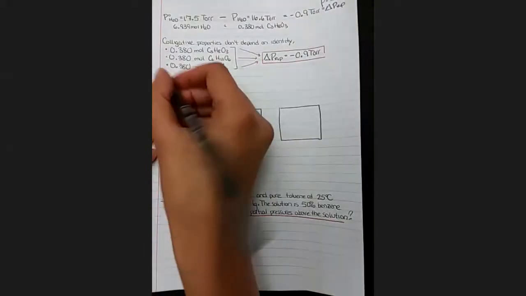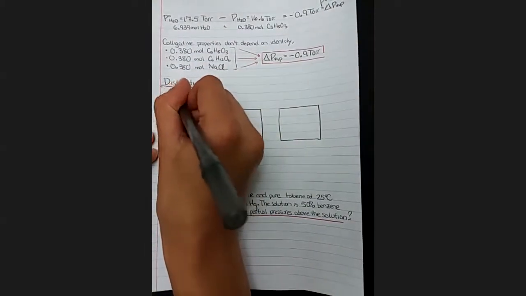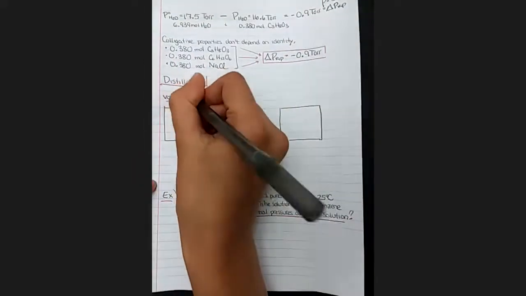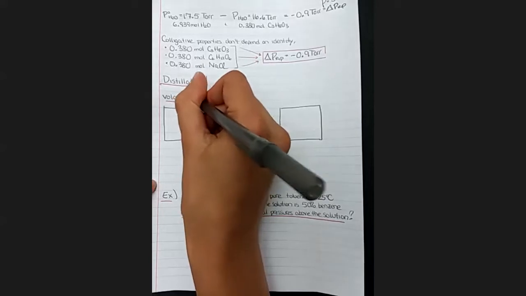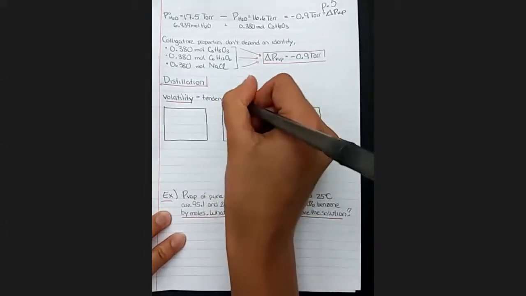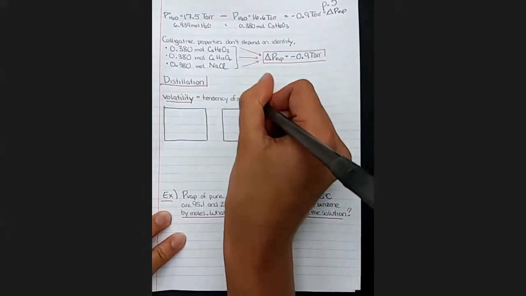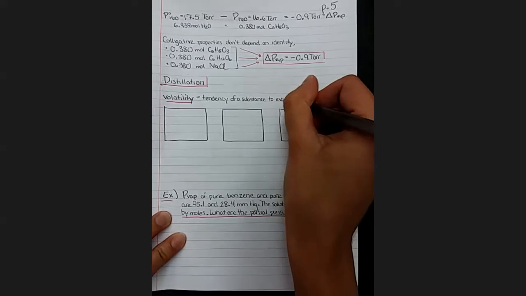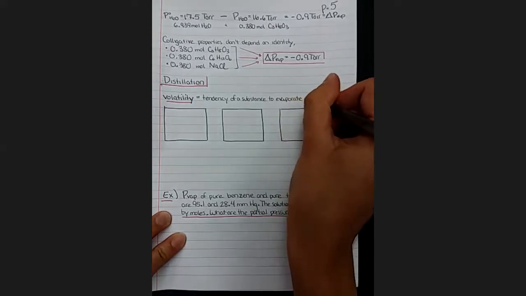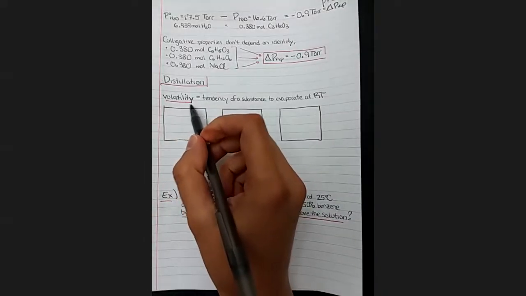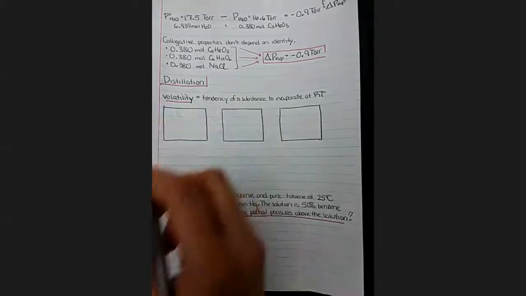So first of all, we need to define the word volatile because you may not know what that means. So this property is called volatility. You probably see it on the safety warnings of some of the solvents you buy from the store. So volatility is the tendency of a substance to evaporate at around room temperature. So something that is volatile is going to evaporate easily. Something that's non-volatile is not going to evaporate from a liquid to a gas.